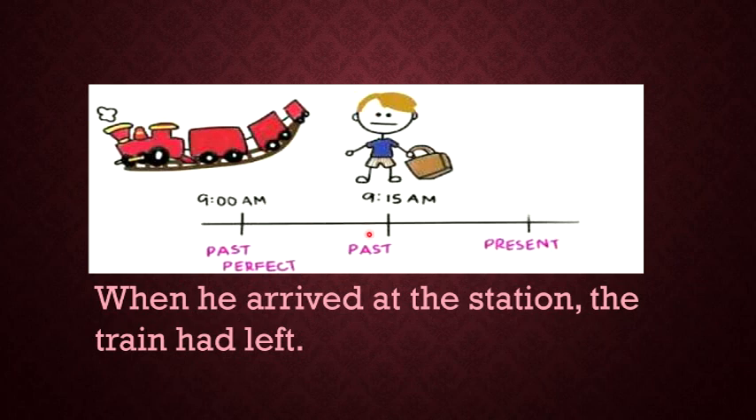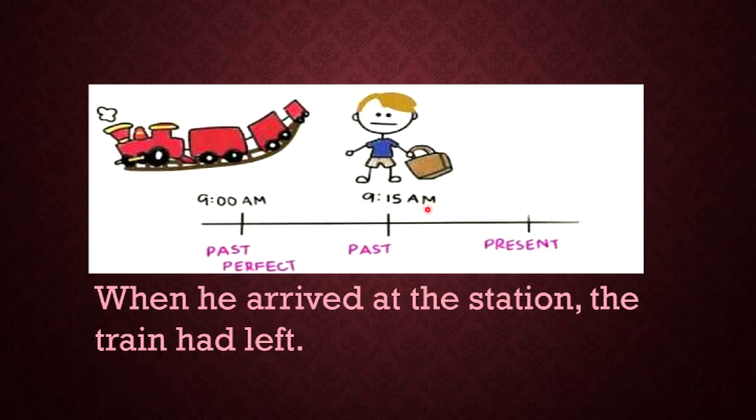Alright, so we can say when he arrived at the station, the train had left. Okay? When he arrived at the station, the train had left. We can also say the train had left before he arrived at the station. Right, you can put past perfect first, you can put simple past first, but then the conjunction word changes. So when you say when he arrived at the station, comma, the train had left. If you want to put train had left first, before he arrived at the station.